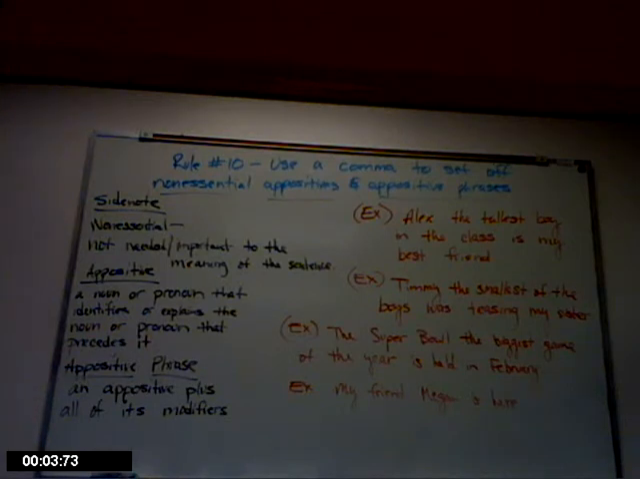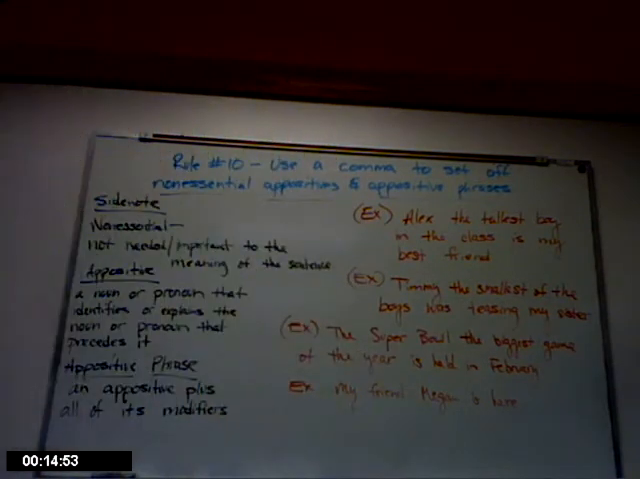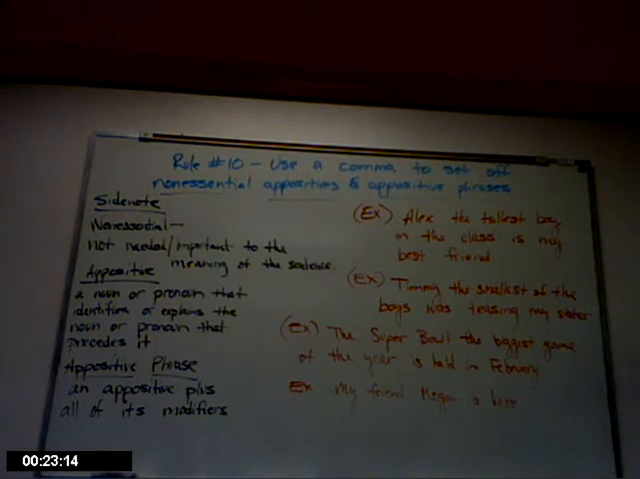Use a comma to set off non-essential appositives and appositive phrases. Okay? We're going to have to identify what it means by non-essential, what is an appositive, and what are appositive phrases. Sometimes commas can be difficult because we just don't know exactly what they're talking about. Oh, you want me to use a comma with non-essential appositives. If I don't know what an appositive is, how am I supposed to know how to put that comma in there? And so that's what we're going to try to clear up today, any of that confusion.